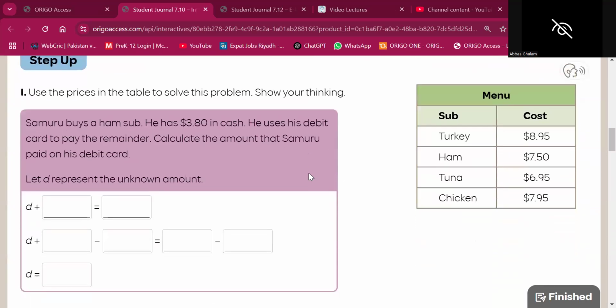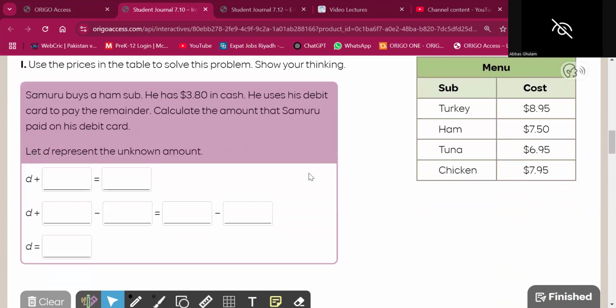Let's see another example to make sure that we understand. For example, I want to use this example. Let's read it first. Scenario buys a ham sub. So what is the ham sub price? I write here equals the price of the ham sub, $7.50. He has $3.80 in cash.